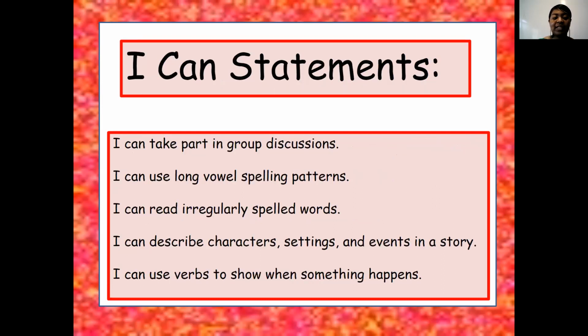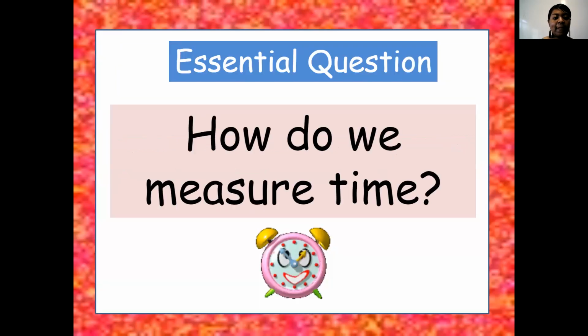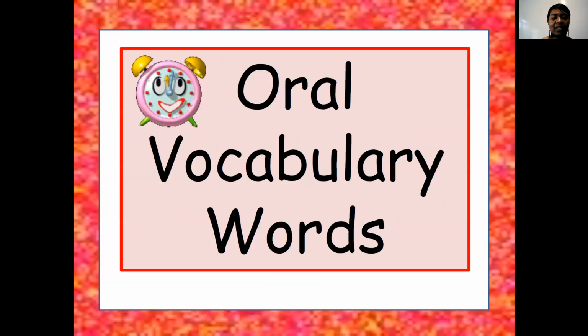Our I can statements. This is what we are going to be able to do. I can take part in group discussions. I can use long vowel spelling patterns. I can read irregularly spelled words. I can describe characters, settings, and events in a story, and I can use verbs to show when something happens. Our essential question is, how do we measure time?